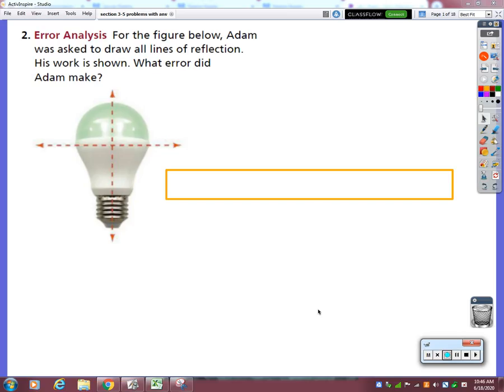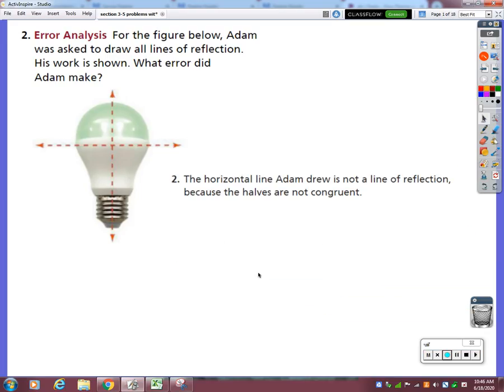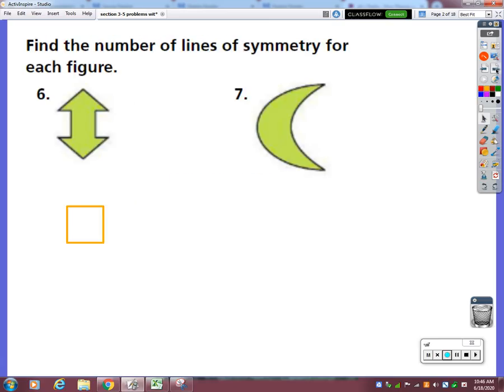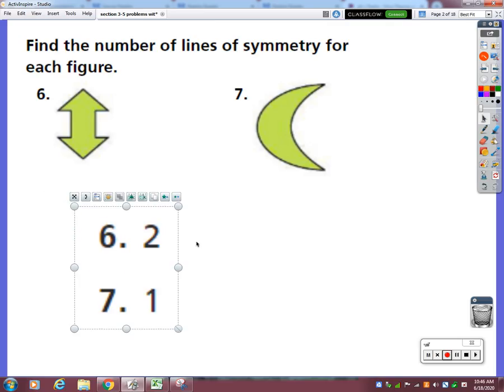So I am just going to go through and reveal the answers. I don't think there's really much for me to explain. So for number two, hopefully you got no, because this is not a line of reflection. That's pretty obvious. Okay, number of lines of symmetry for each figure. There are two here and one here.